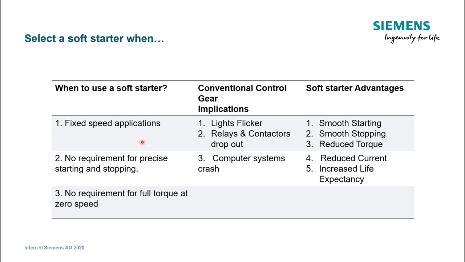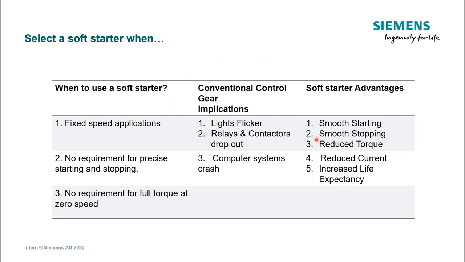Another question which gets commonly asked is when you would use a soft starter and what the main advantages of using one are. So here are three questions of when to use a soft starter. If it's a fixed speed application, use a soft starter. If there's no requirement for precise starting and stopping, you would definitely use a soft starter. And also, if there's no requirement for full torque at zero speed.